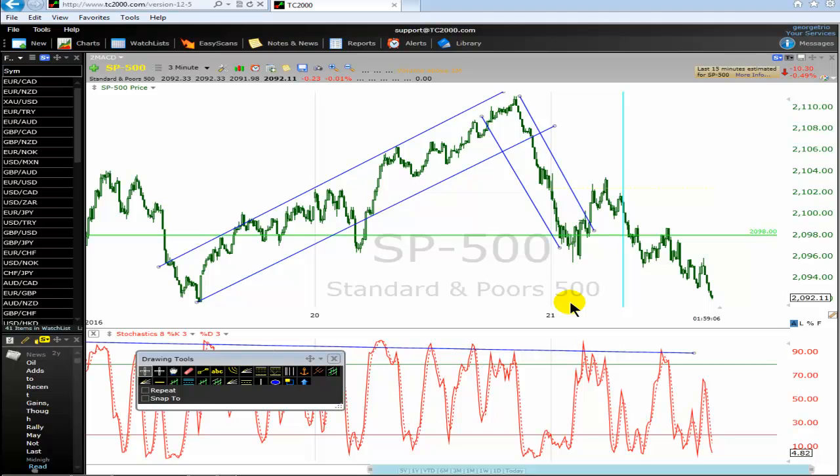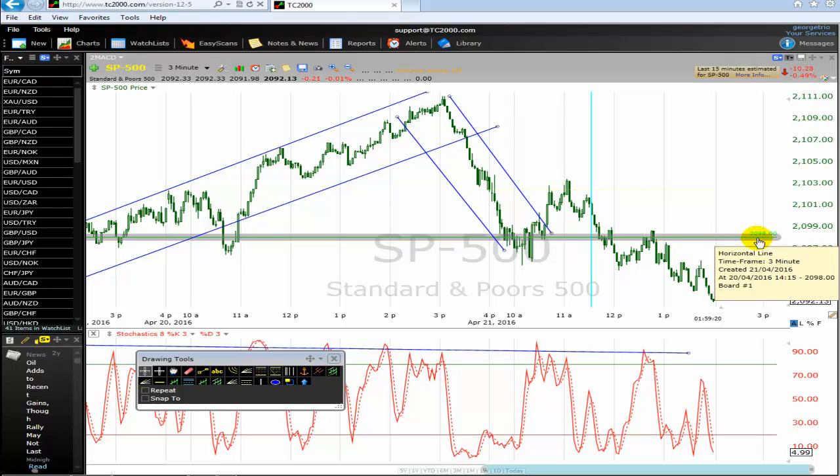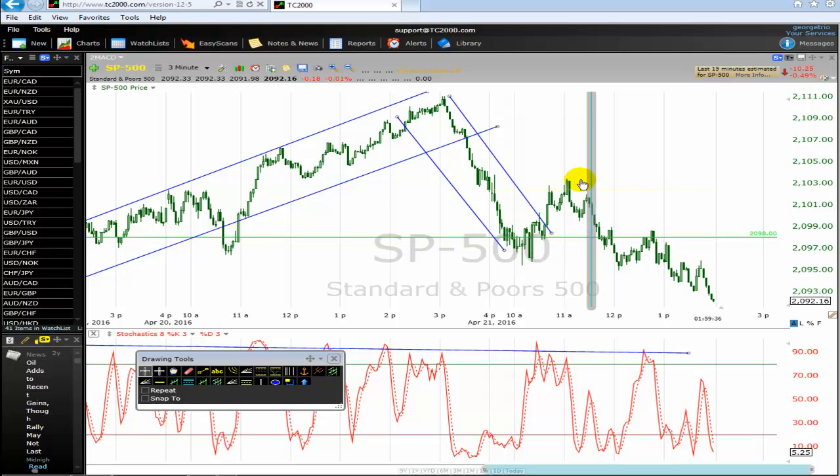Okay, traders, let's continue. We pause the video right here where I placed the vertical line, and you can see that the price went down. After we paused it here, it went down below our entry point at 2098, and went back to retest that level, and now it's going down, which is good. So we are in this trade, and it's working nicely now because we have a bit of a rally here, but not much.